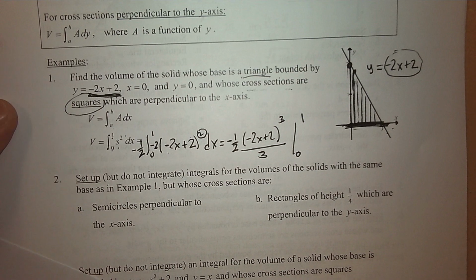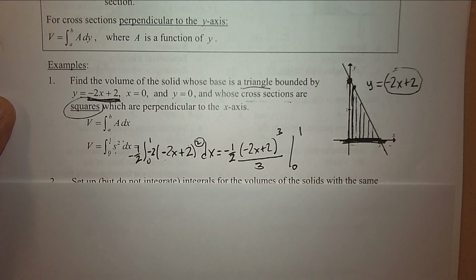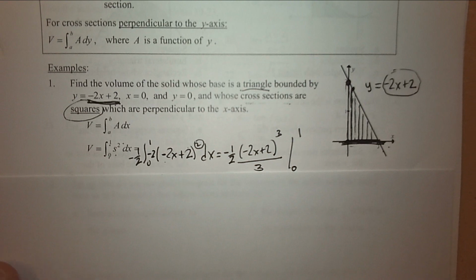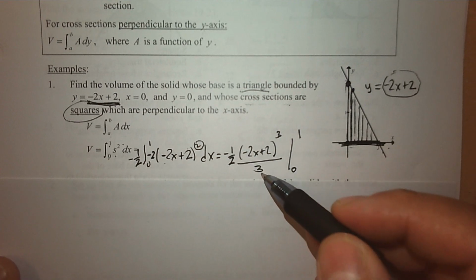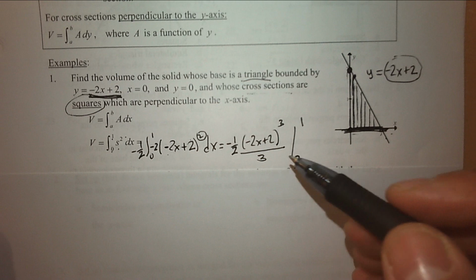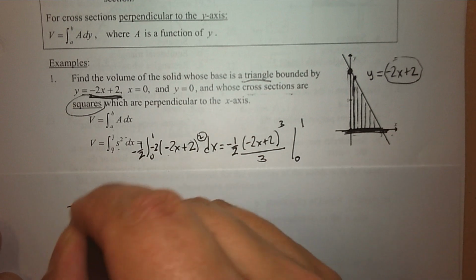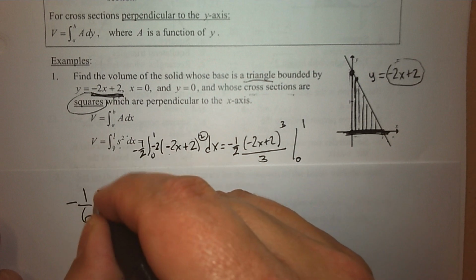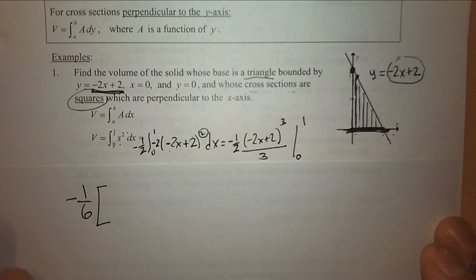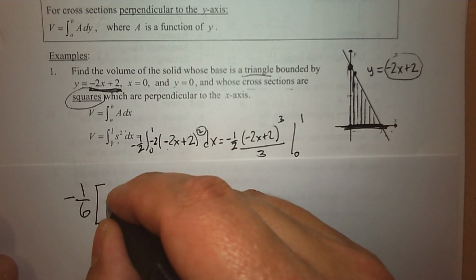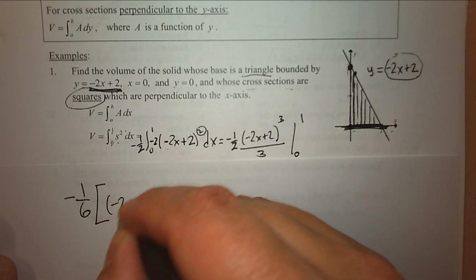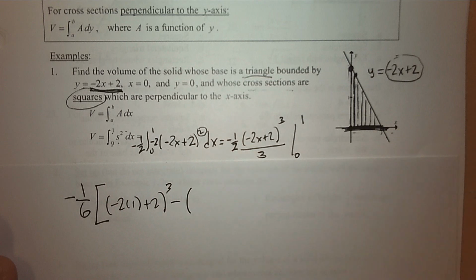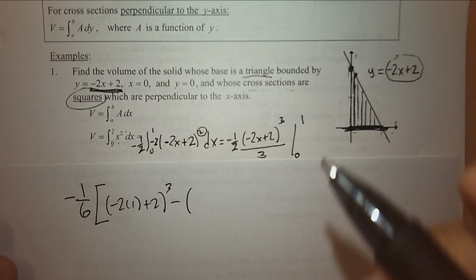I'm going to take out another piece of paper because I'm going to run out of room. Do you know that negative 1/2 divided by 3 is the same as negative 1 over 6? I'm just going to keep that in front. What number do I plug in first, the 1 or the 0? 1. Let's just do it. Then what number do I plug in? 0.